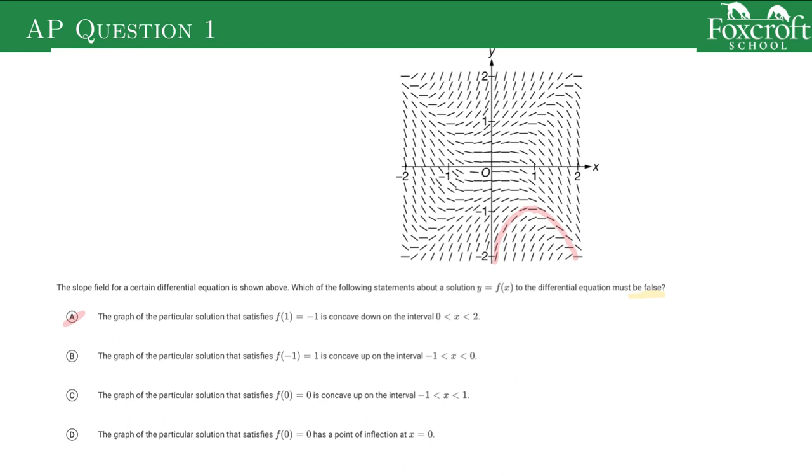I have the particular solution at (-1, 1). So (-1, 1) is here. It should look something like this. Follow these arrows that way. Follow these arrows that way. It should be concave up. Well, that definitely looks concave up, so that one's out.